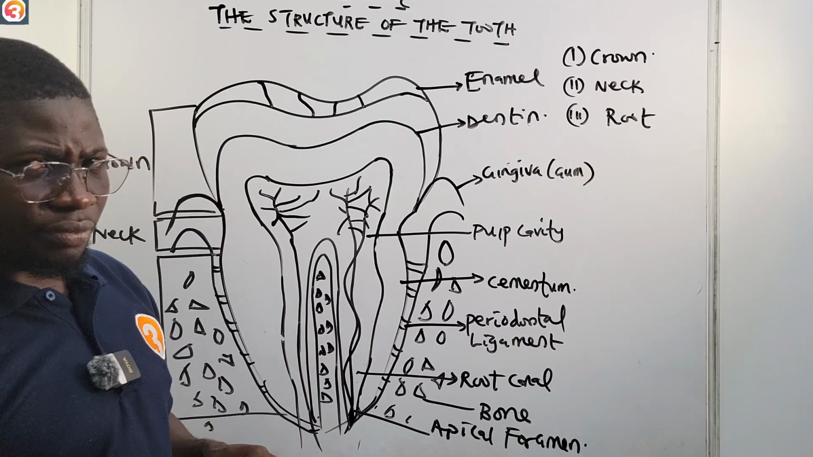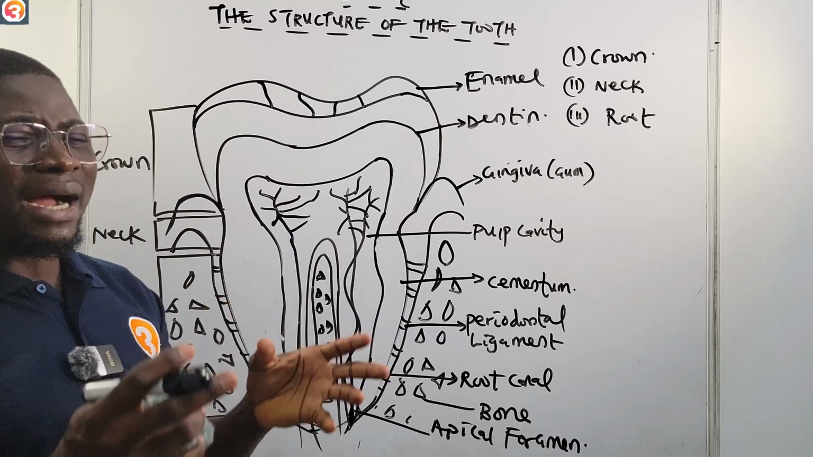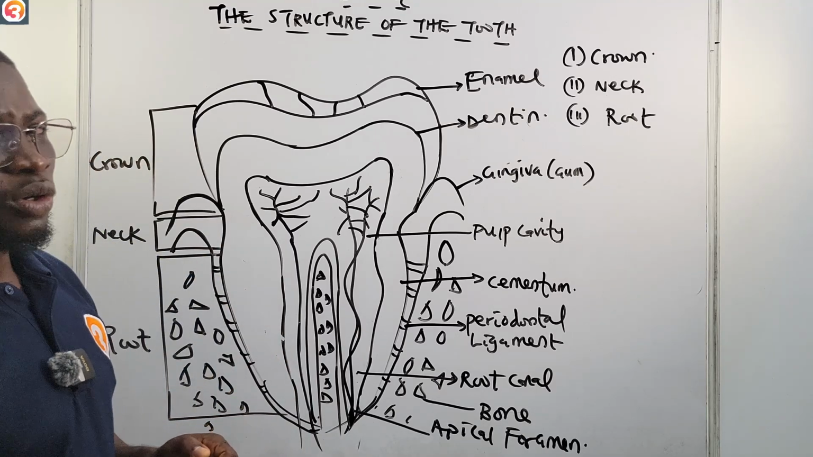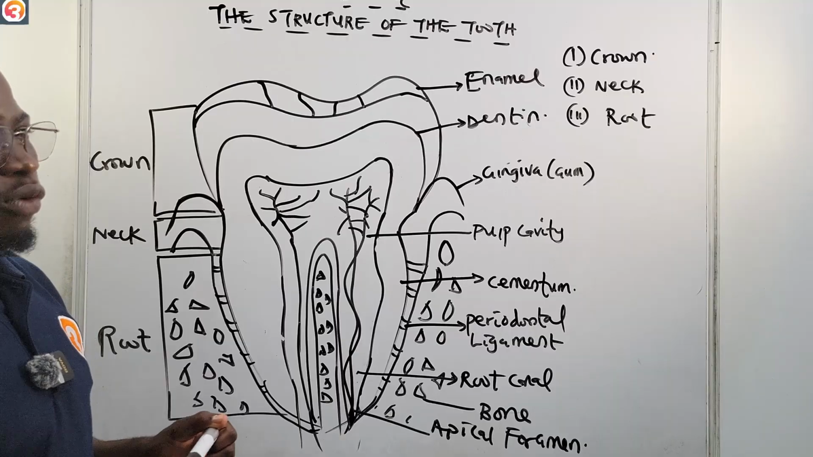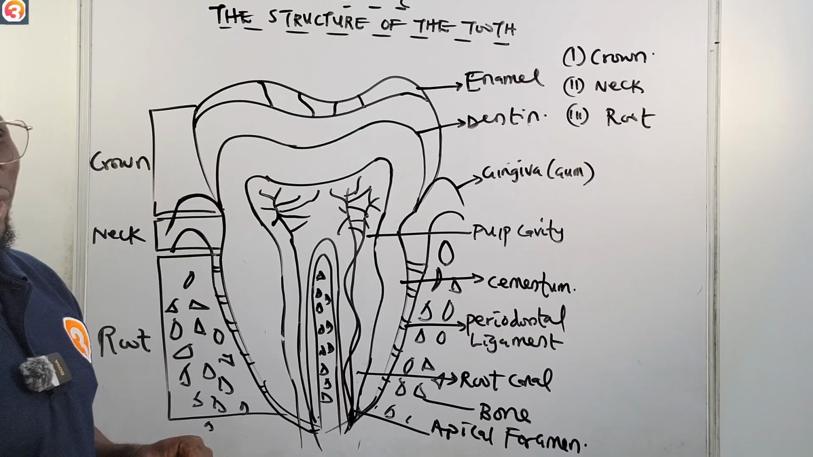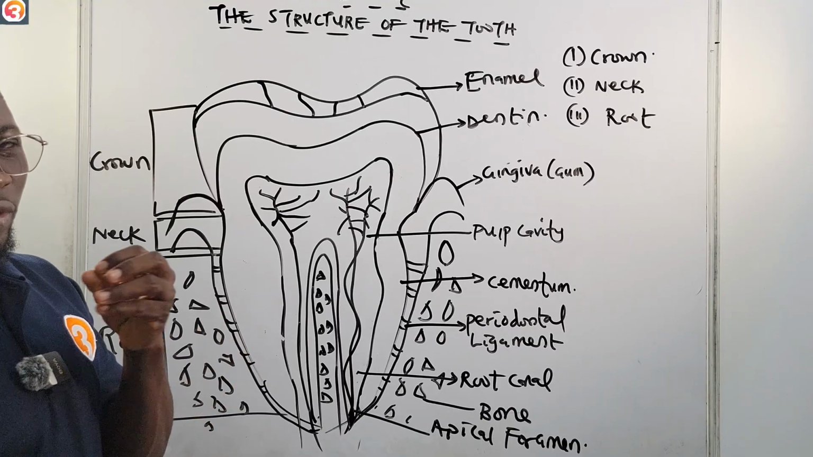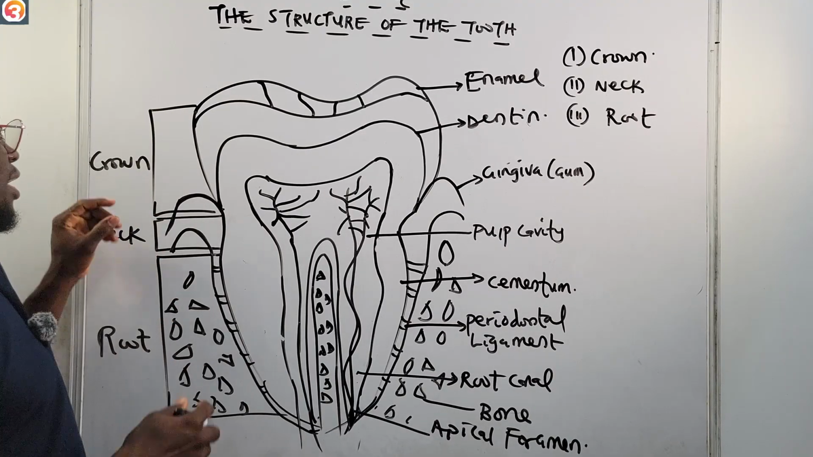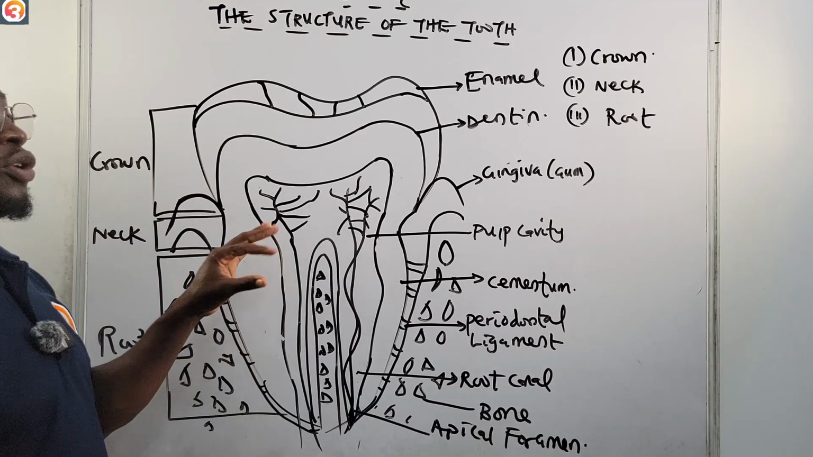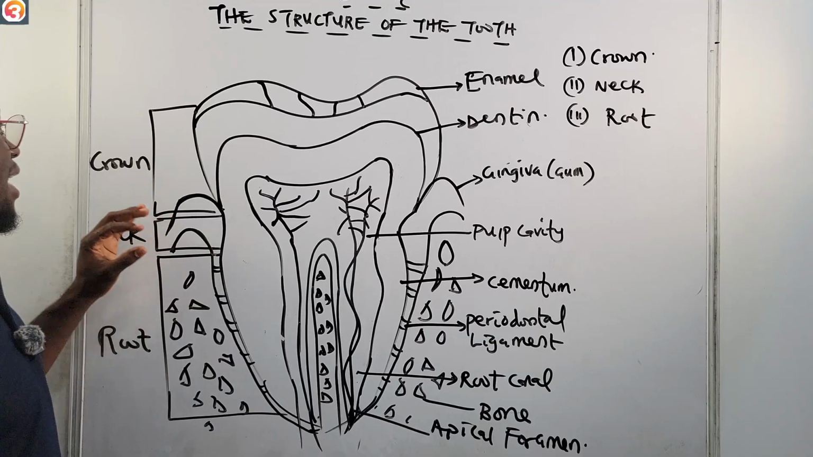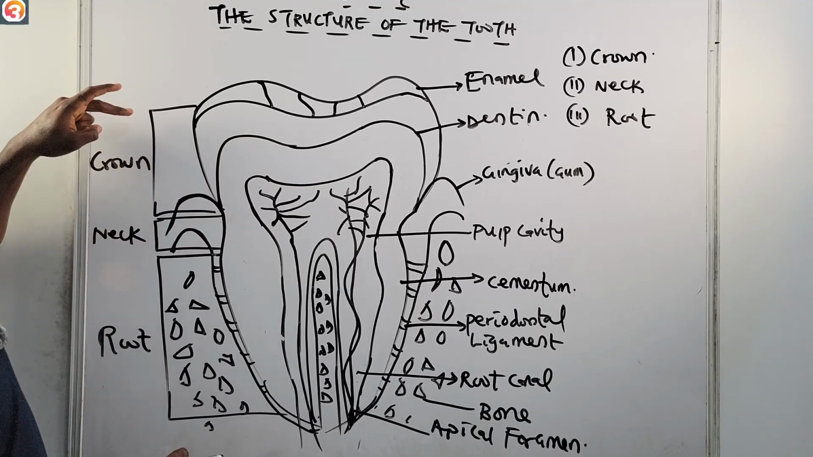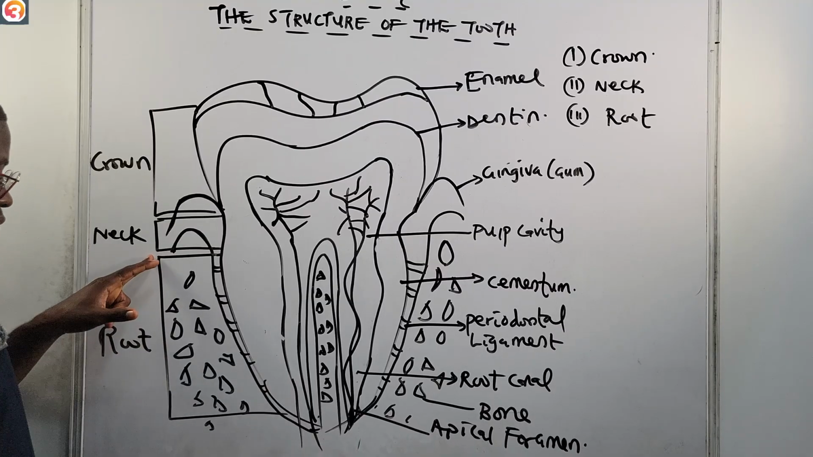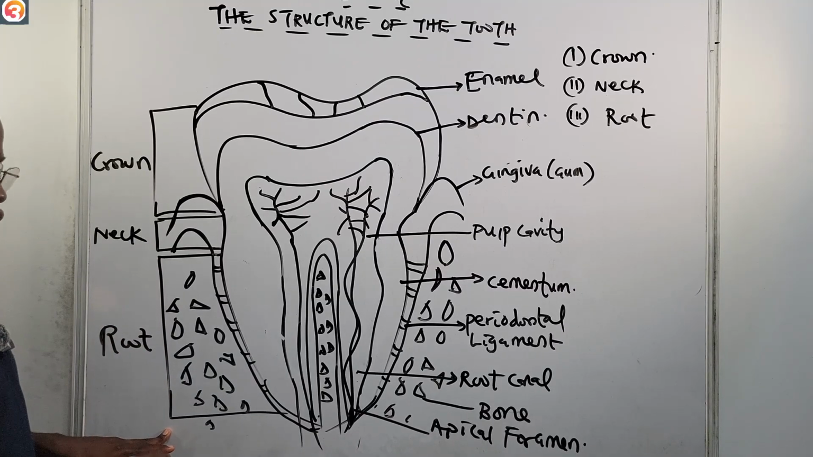So the crown is the visible part of the tooth, extending out of the gum or tissues, above the neck. As you can see, the three parts here from our structure on the board. You can see the crown, this is the crown from here to here. We will now have the neck from here to here. We will now have the root from here to here. The larger portion is the root.